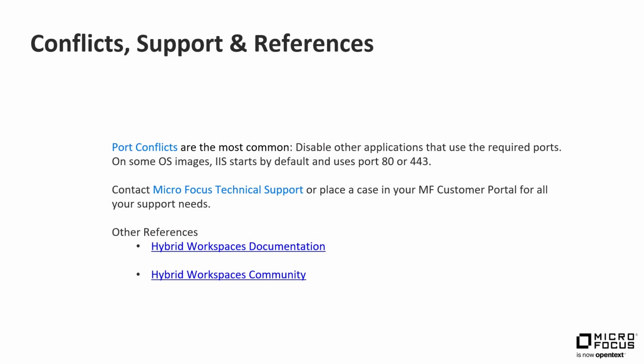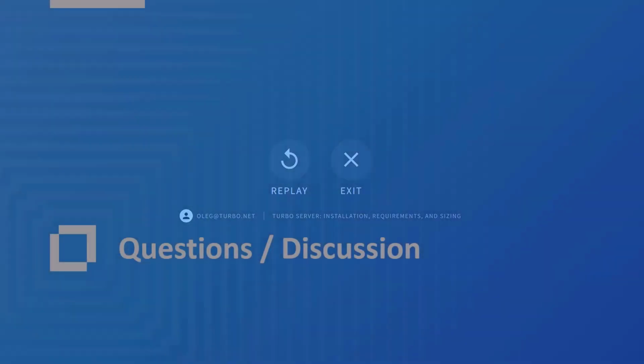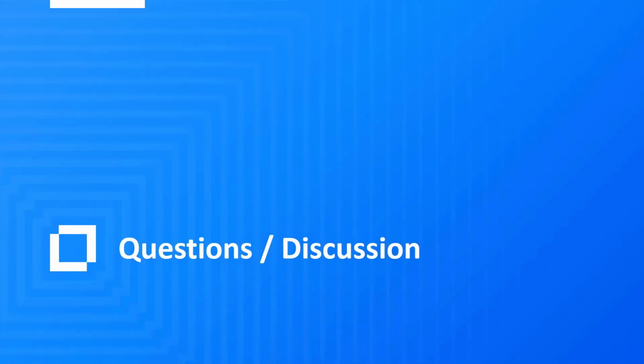The only conflict I've seen with Turbo server is when there's another server running on the same ports that Turbo server is specified to run on. Most commonly, this is IIS, which uses port 80 or port 443, and causes a problem where the Turbo server installation finishes, but then when the user goes to access the portal, they can't. And that happens because IIS has taken the port and Turbo server can't serve on it. So this concludes the installation requirements and sizing portion. Does anyone have any questions?